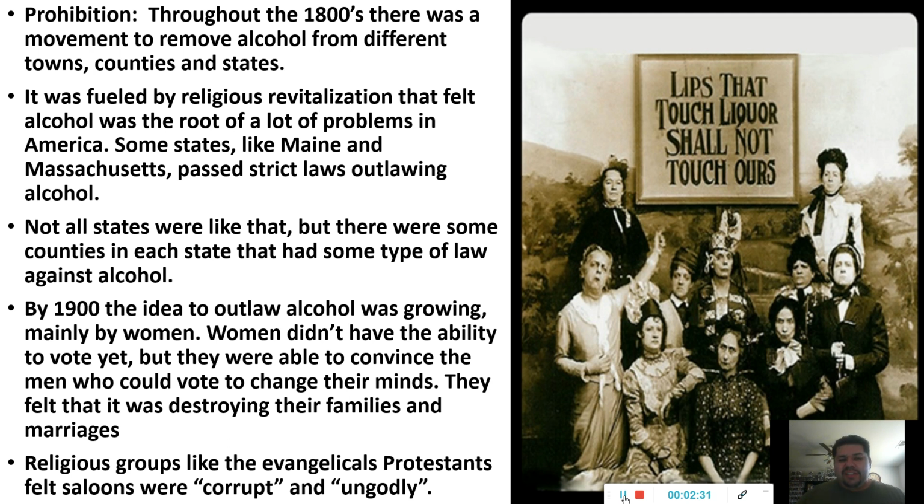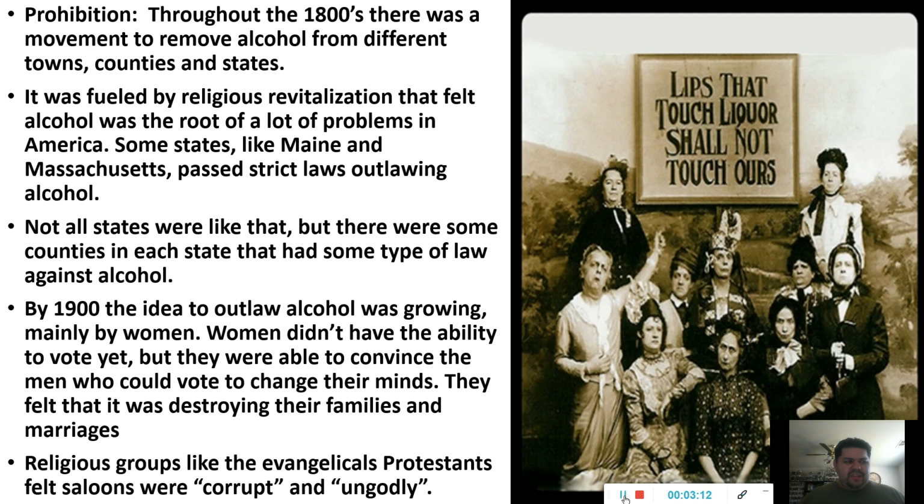Now, throughout the 1800s, there was a movement to remove alcohol from different towns and counties and even states, because alcohol was seen as being bad. It changed people's personas, behaviors, things like that. Mainly back in the 1800s, that was fueled by religious groups. They felt that alcohol was the root of all the bad stuff that was happening. So again, like I was telling you, it changed people. Mainly men, because remember, guys would drink, especially in the 1800s.